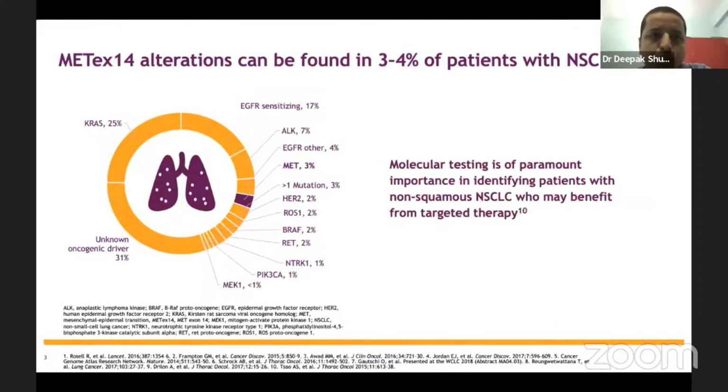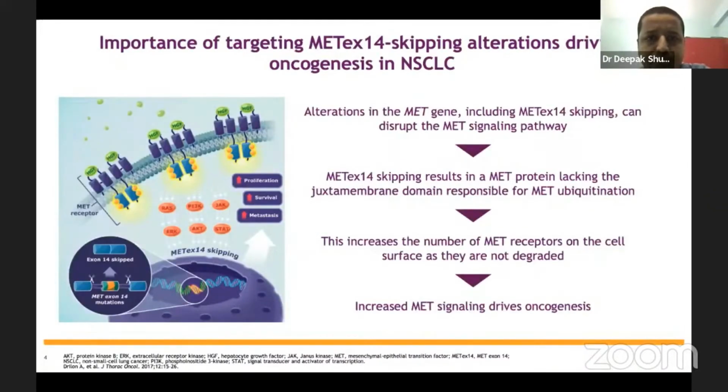The MET exon 14 alterations are found in close to 3 to 4% of newly diagnosed advanced non-small cell lung cancers. Predominantly, they are seen in adenocarcinoma histology. There is some suggestion that the sarcomatoid variant has a higher frequency of this mutation, and in rare patients with squamous cell carcinoma it is around 2%, and even large cell carcinoma may have this mutation.